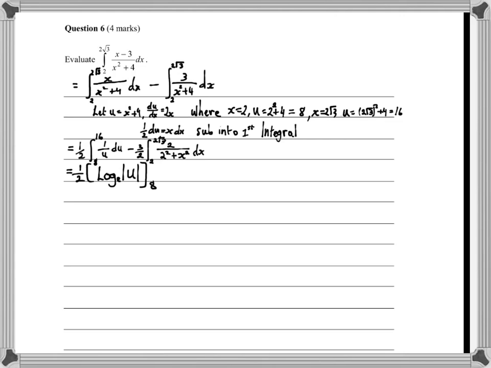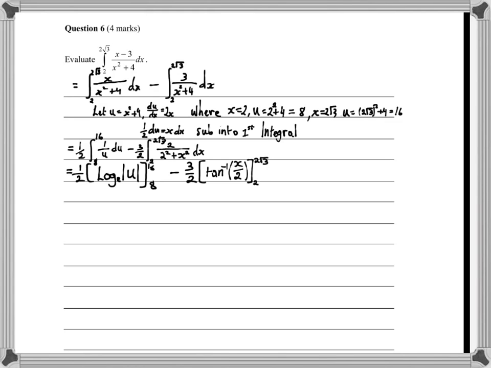Let's integrate both. The first one is the integral of 1 over u, which is log. Remember to keep the modulus. Then we evaluate it from 8 to 16. We can write that at the top there. And then the second integral gives you the inverse tan of x on 2, with those limits 2 and 2 root 3.